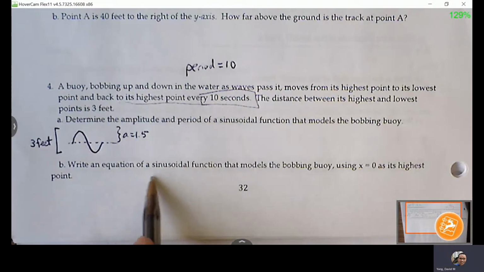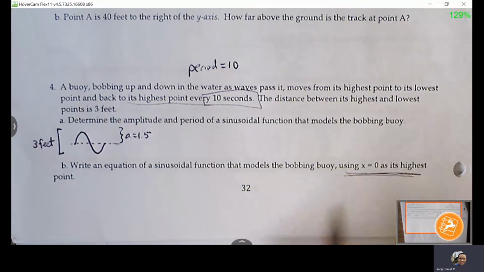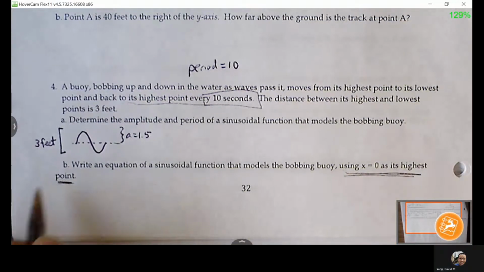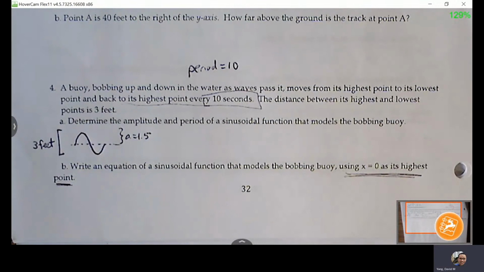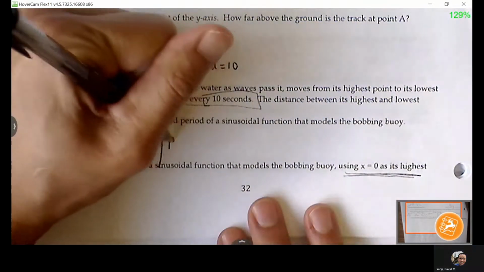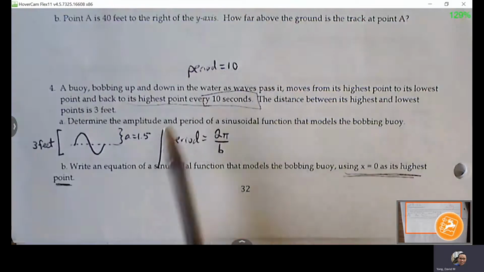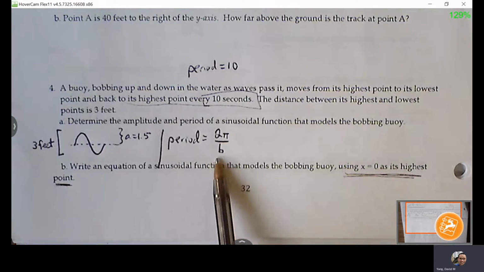But for part B, they're going to give you some hints as to whether to use sine or cosine, because at x equals 0, it says we want the graph to be at its highest point. Which graph starts at the highest point, sine or cosine? Cosine does, right? So from our period information, we can plug in 10 for the period and solve for B.